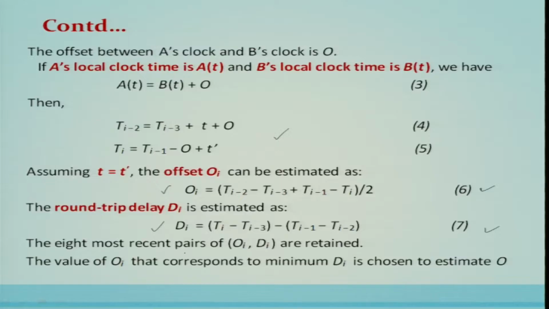the 8 most recent of these pairs are retained. Retained means they are basically estimated, calculated. So the value of Oi that corresponds to the minimum Di is chosen in the estimate of o. So that we have already seen.